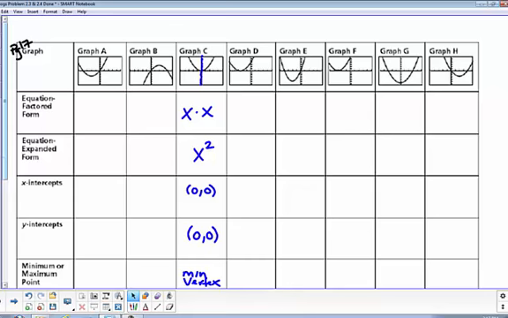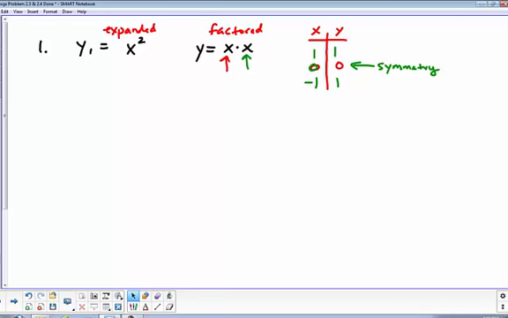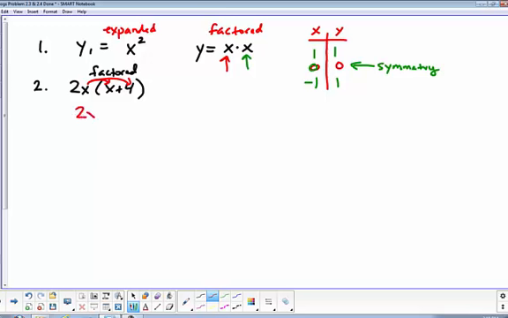All right, if you go back to your scrap paper, the second given equation in the book for Chapter 2, Section 5 is 2x times x plus 4. So this is given in factored form. To expand that, we would distribute. So 2x times x is 2x squared. 2x times 4 is 8x.